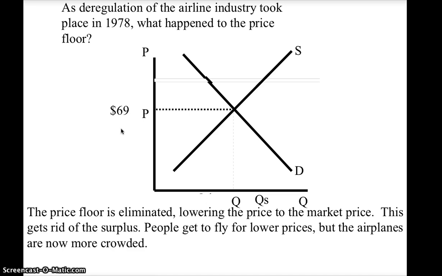Once it disappears, this gets rid of the surplus, and people are now flying from Chicago to Minneapolis and all similar destinations for $69. People get to fly for lower prices, but the airplanes are now more crowded, as we all understand, and we get less service because they are all competing on price.